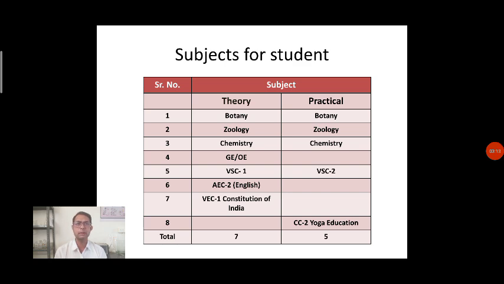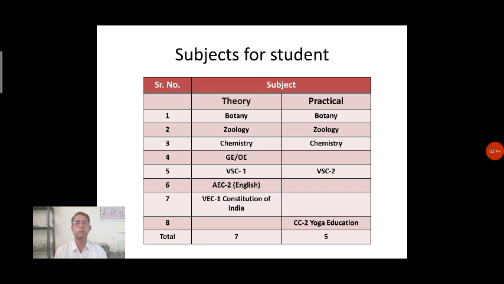After that the AEC subject is there. So academic excellence course, or we can say academic excellence subject, and that subject is nothing but the English subject. This subject is compulsory for all the students of the second semester. Followed by this AEC there is VEC1, that is Constitution of India. This subject is common for all the students among the different faculties.